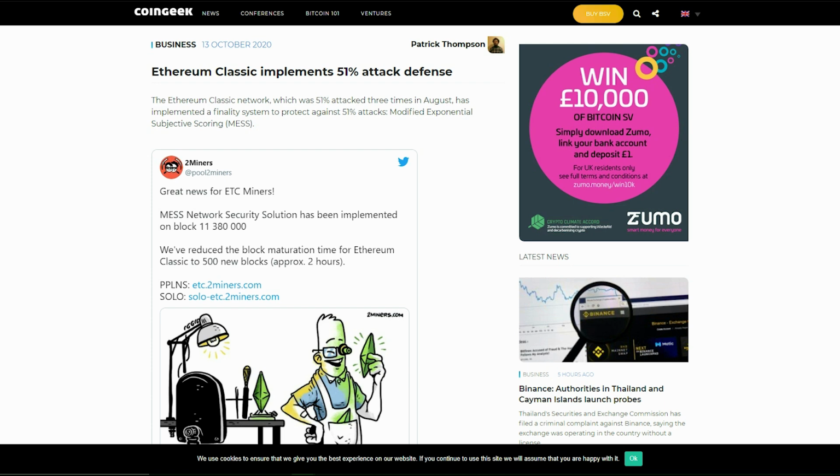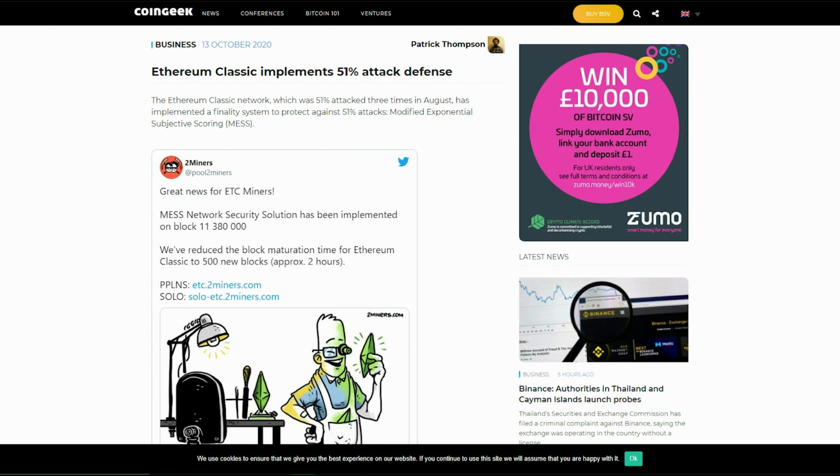Now, what is MESS? MESS is a network security solution. It makes it 31 times more expensive to attack the chain than it currently is, according to ETC Labs. Now, a 3,000 block reorganization protected by MESS would cost the attacker over $20 million and makes the amount of hash power required to pull off the 51% attack impossible to acquire through hash markets that you would find online.